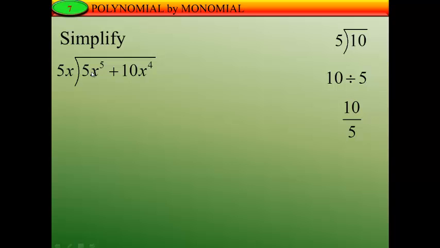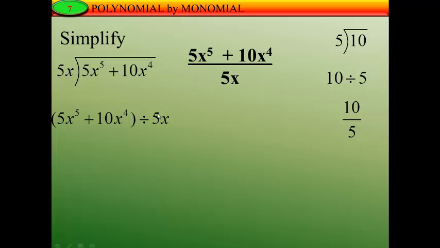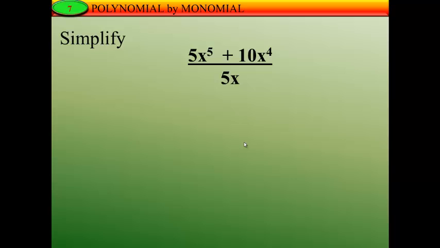Now if I have here a polynomial divided by a monomial, we can write this as 5x^2 plus 10x^4 divided by 5x. Or we can also write this expression as 5x to the fifth power plus 10x to the fourth power divided by 5x. So we are going to use this notation in simplifying division of a polynomial by a monomial. The first step is to separate your numerator and then use the same denominator.